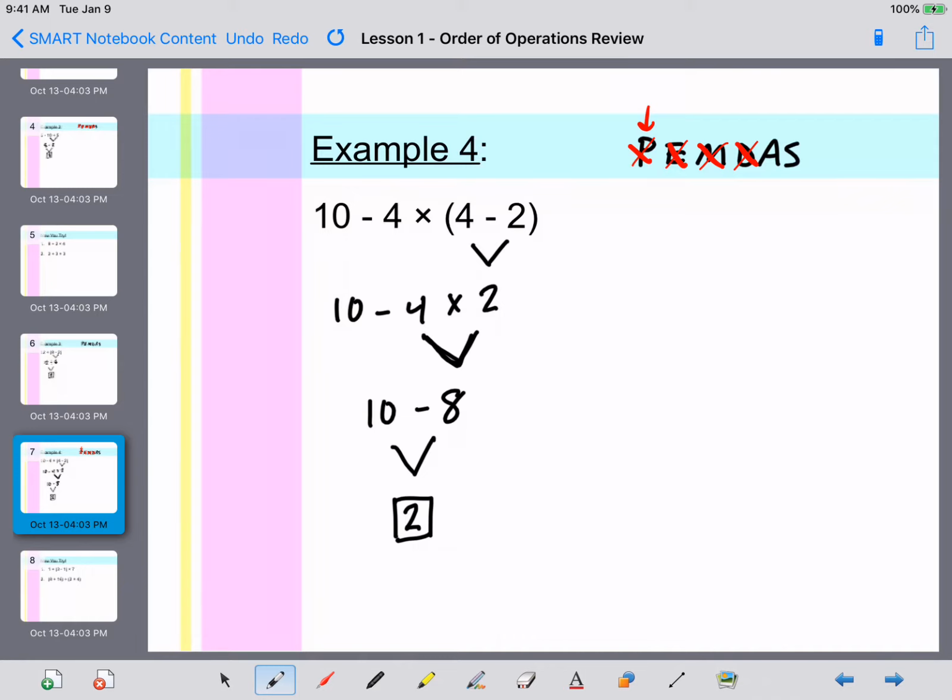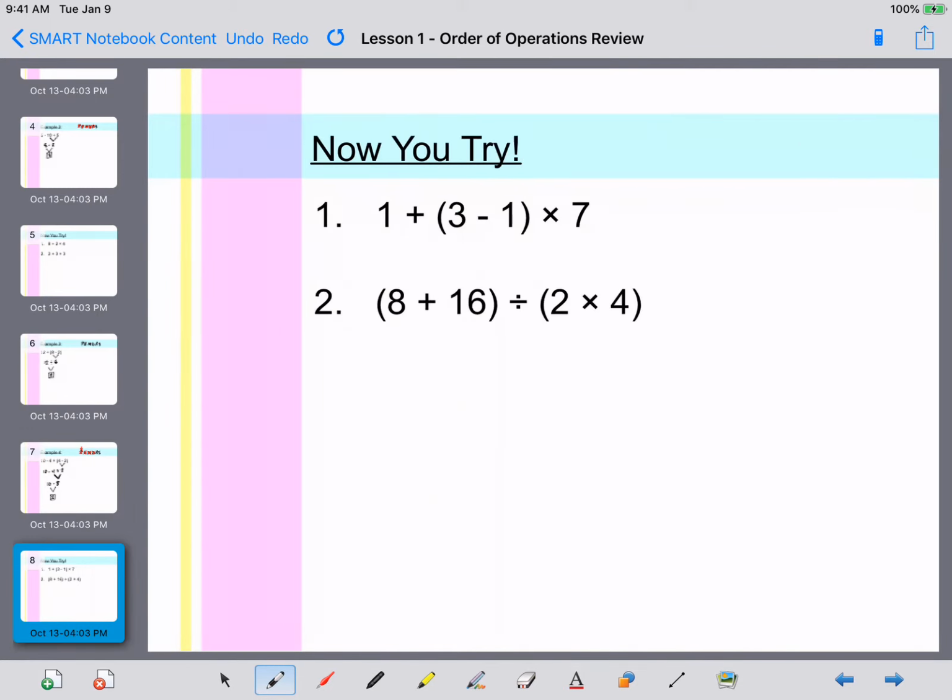Okay, so now that you've seen some examples just reviewing PEMDAS, we are going to have 2 more problems to try.